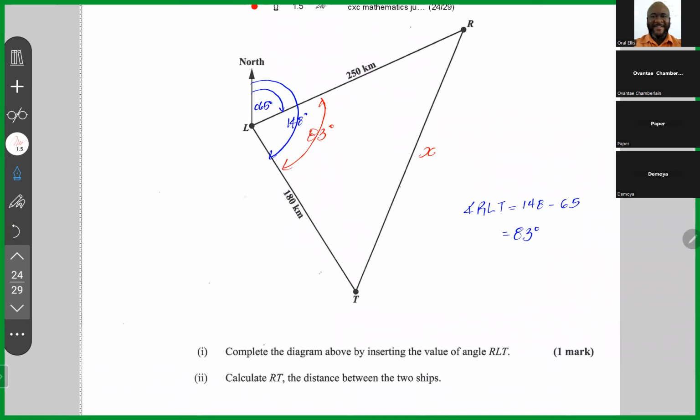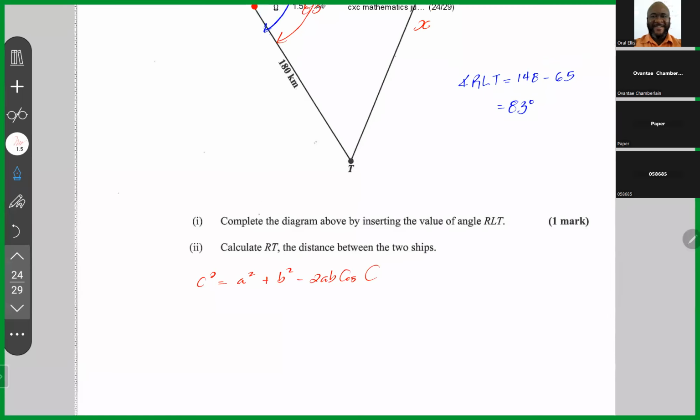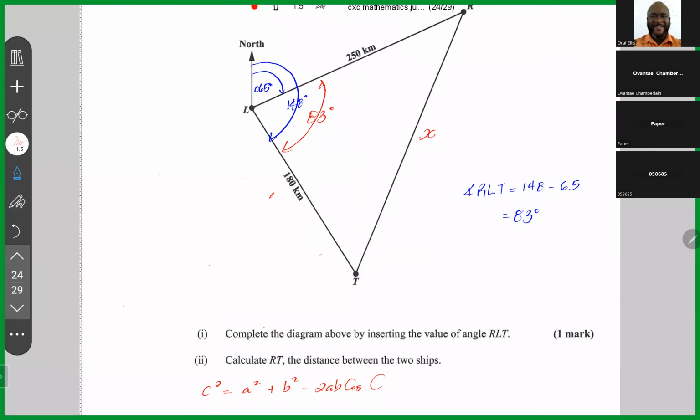Now, RLT is a non-right angle triangle, of which I know the lengths of two sides and the angle between them, which is the included angle. And I wish to find the length of the third side. To do that, I'm going to use the cosine rule. The cosine rule says c squared is equal to a squared plus b squared minus 2ab cosine big C. Using this formula, this would be my a, this would be my b, this would be my big C, and this would be my little c.